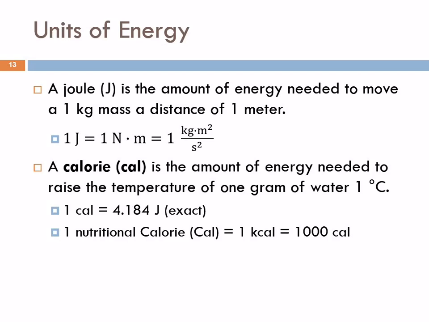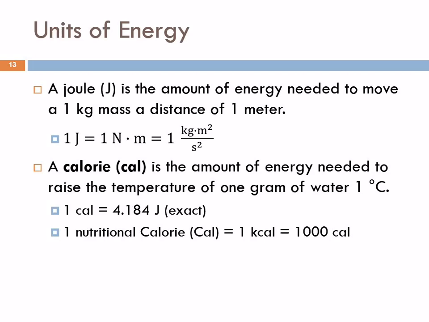A calorie, you've probably heard of calories. That's the amount of energy needed to raise the temperature of 1 gram of water 1 degree Celsius. That's a different sort of energy definition, but they're both measures of energy. So the relationship between them is that 1 calorie is equal to 4.184 joules. And that's an exact conversion. So when we're converting between calories and joules, that's not going to affect the number of significant figures.